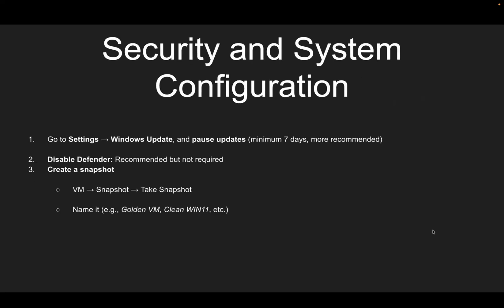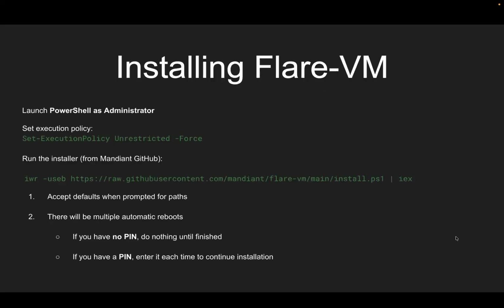So for security system configurations, we go to Settings, Windows Update, and pause updates. 7 days minimum, more is better. We want to disable Windows Defender, and then we create a snapshot. So this is our clean image so that if anything goes wrong, we can revert back to it. We have a good start off point again.